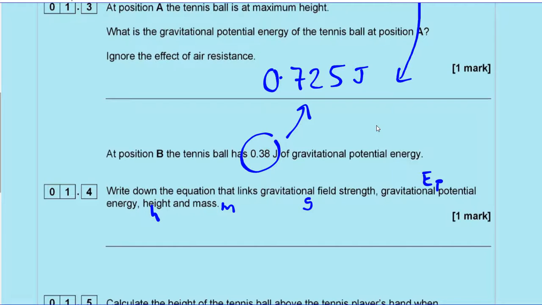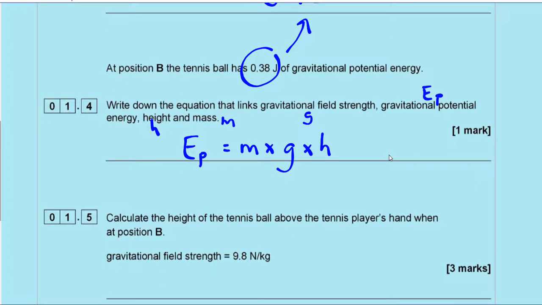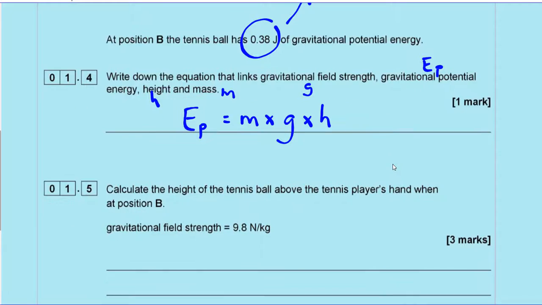So using all of that, we can say the gravitational potential energy is the mass times the gravitational field strength times the height. So it's absolutely fine to have that in symbols. It's also absolutely fine to write it out in words. It will just take slightly longer. Okay. And then what we need to do for the last part of this question is to calculate the height of the tennis ball above the player's hand when it's at position B.